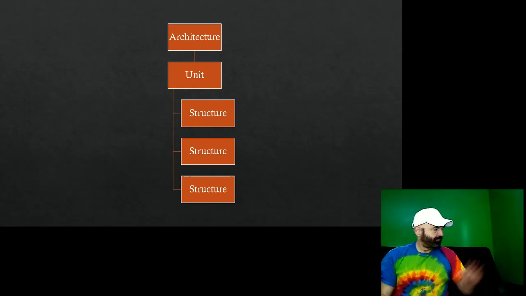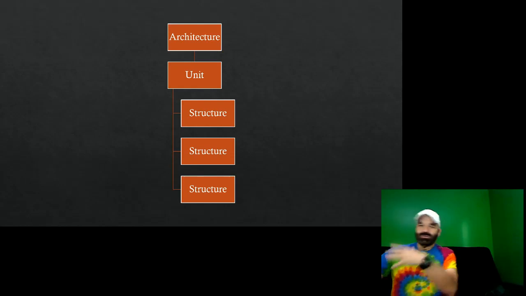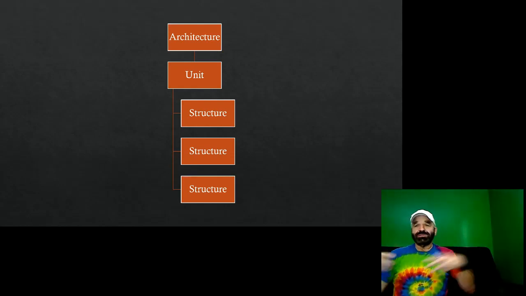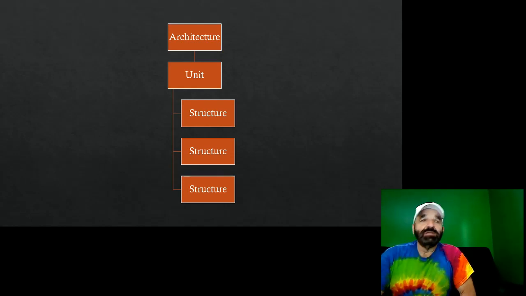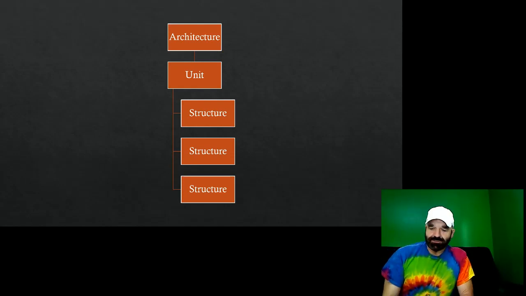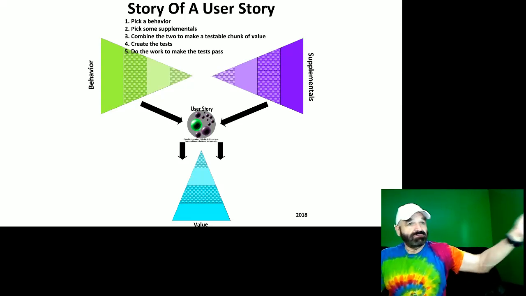Okay, so behavior, supplementals, structure. Structure rolls up into various forms that are persistent. We see these across various places. Those forms are architectures. To say this in a different way for you Agile dudes, you have a user story.